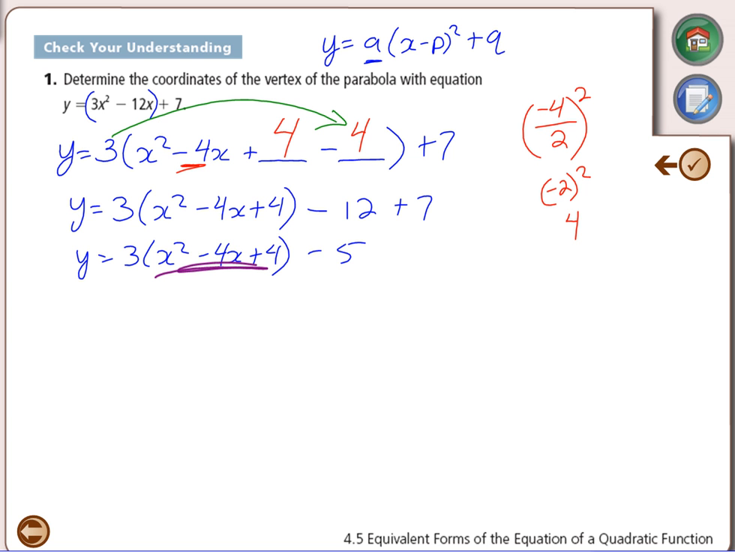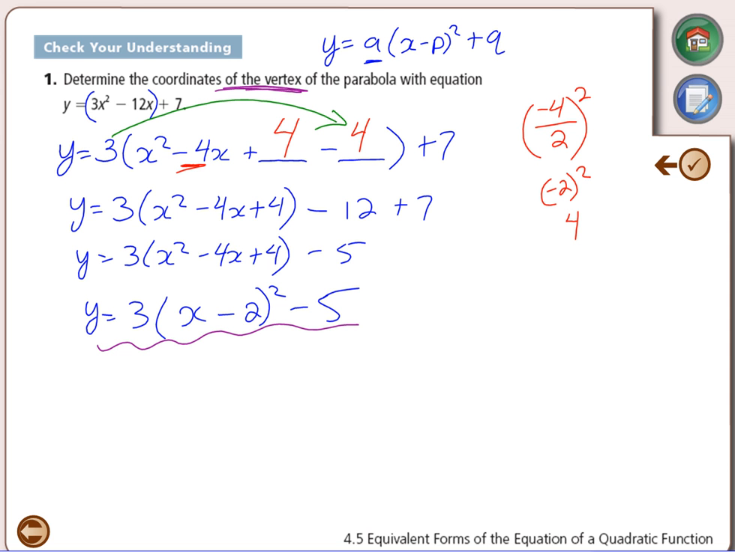But I know what it's going to factor to. I made a perfect square trinomial there. So x minus, right before you squared it, that's what's going in here. Same sign as what's above, -2 squared, minus 5. We now have it in completed square form, vertex form.